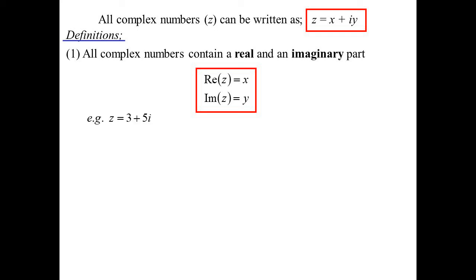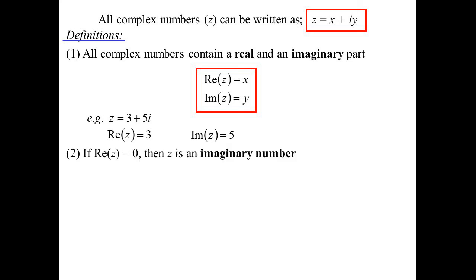So if I have 3 plus 5i, the real part is 3. The imaginary part is just 5. It's not 5i. The i is telling us that's the imaginary part. So the size of the imaginary part is 5. Now if the real part happens to be 0, then z is an imaginary number. You probably hear the term more often, not just imaginary number, but a purely imaginary number. So it has no real part. Some examples: root 3 i, minus 6i.